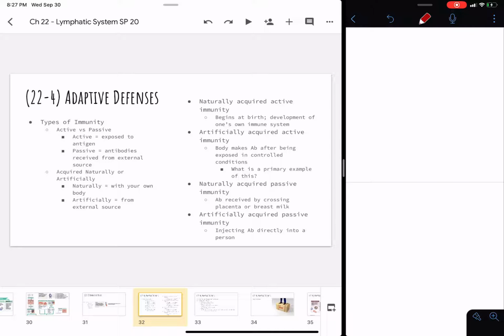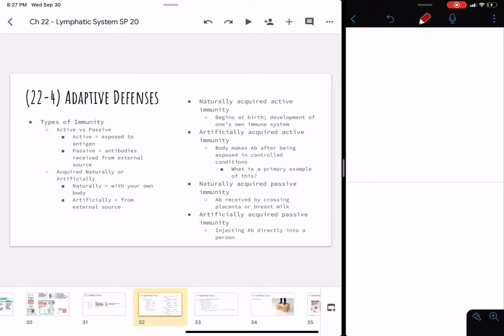The next one, artificially acquired active immunity. Active immunity, again, means you have to activate your own immune system to teach it how to defend itself against antigens. But it's artificially acquired in the sense that you weren't naturally exposed to the antigen, you were artificially exposed to the antigen. So the classic example here is vaccines, where we can take the flu vaccine for an example.